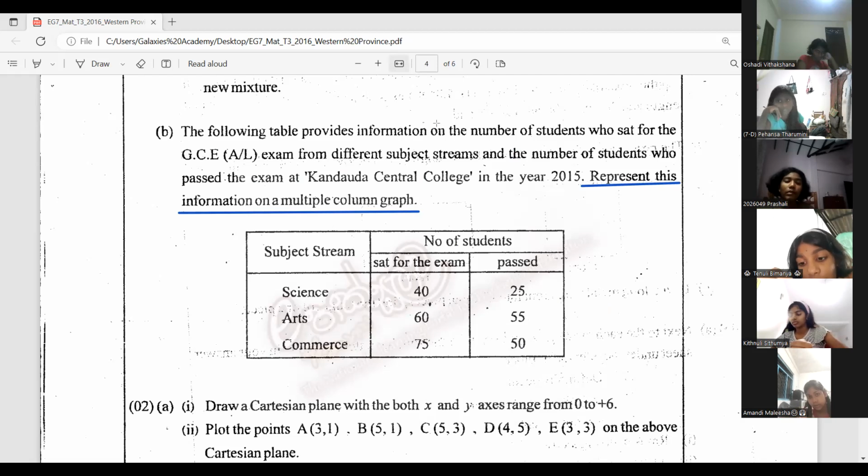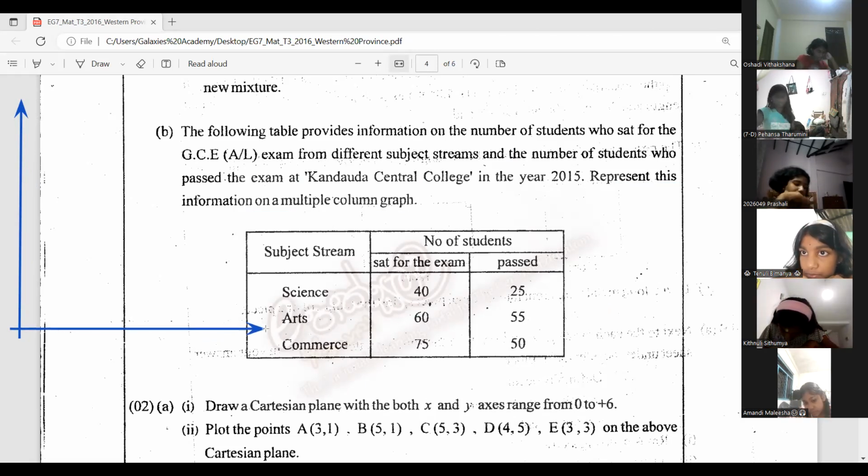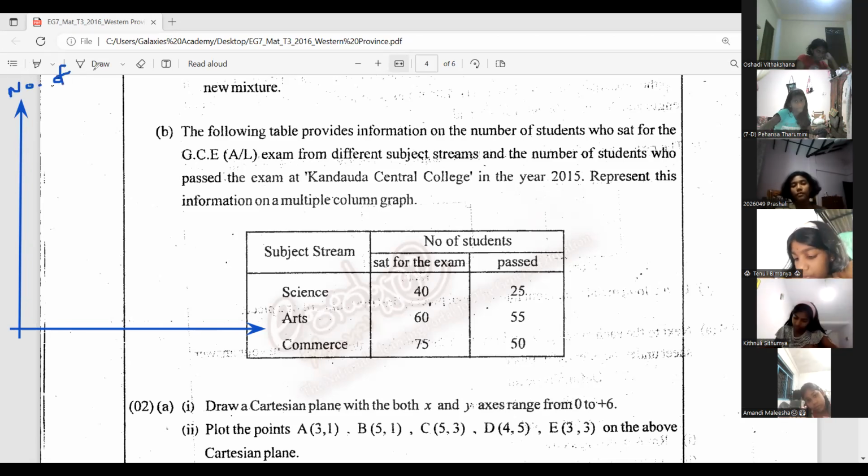Yes. I am not going to draw this completely; I will explain how to do it. You have to take the two axes like this, Y and X. Normally the y-axis, this vertical axis, takes the number. We can take number of students. And on the x-axis, you have to take subject stream.